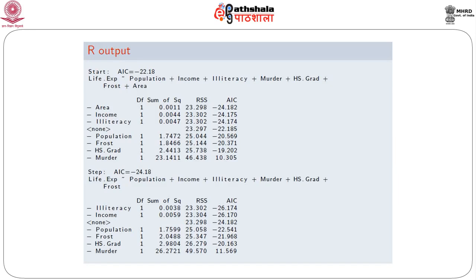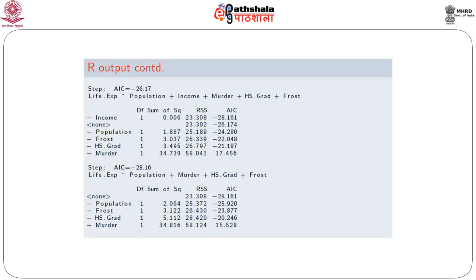So, we go on performing the same steps over and over again. By performing the same test over and over again, we mean that R performs the test and finally arrives at a model where we have only those predictor variables which are significant, and all the others are removed. So, the final model that we have here after using the step function in R is the one that contains population, frost, HS graduate and murder as the predictor variables.